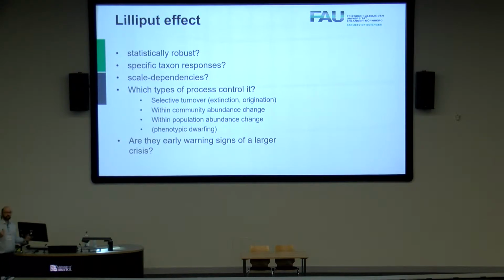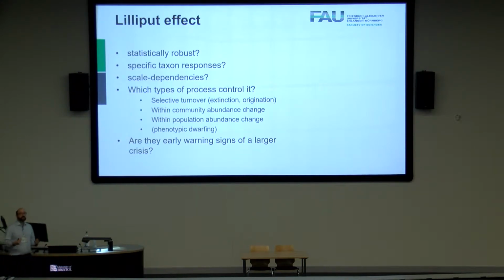So what do we want to do? There are four things we can do with this data, or at least part of it. First of all, is there a Lilliput effect? Because it's quite an anecdotal thing. Some people observe a decrease, they report a decrease, they might just not report an increase. So we need to figure out if that's robust. Also, do different taxa respond differently? That's another thing we can ask ourselves.